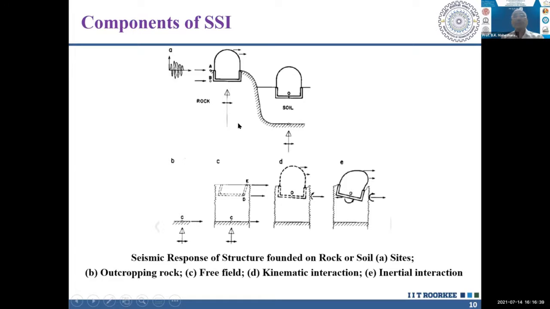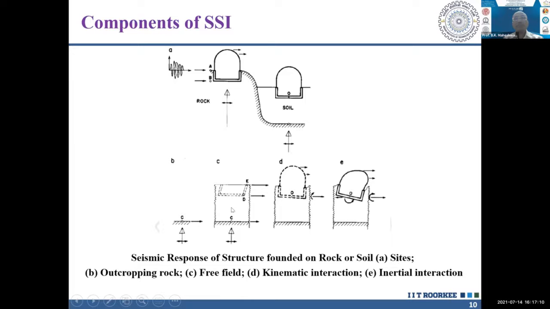But a similar analysis cannot be done even for the identical structure if between this rock and the base of the structure there is a soil column. What is the effect of the soil column when the waves go from this point to the top? That is basically the effect of SSI. That effect can be broken up into three components. One is what is called free field motion. Here you don't have any structure or foundation. It is simply soil, ground motion.